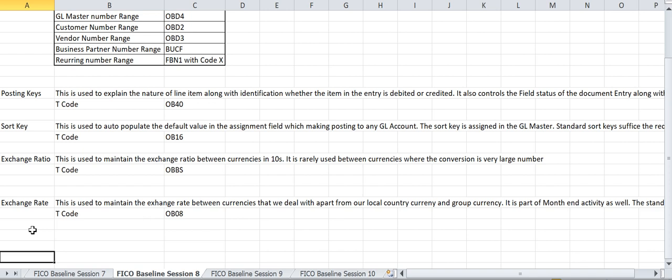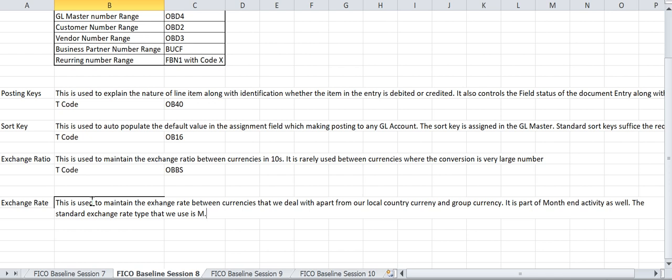For this, in whatsoever currency we deal, either we purchase or we sell, the combination of those currencies into the local currency and from the local currency into those currencies must be maintained as exchange rate between those currencies with transaction OB08. This is part of the month-end activity that every organization must do.